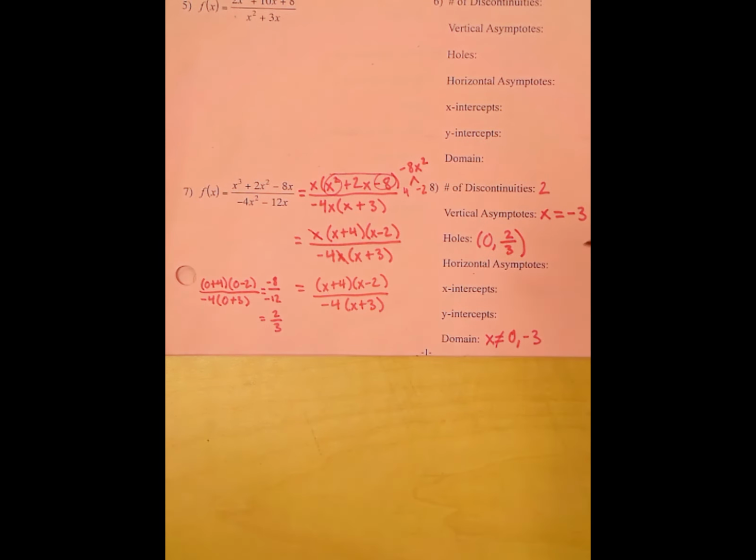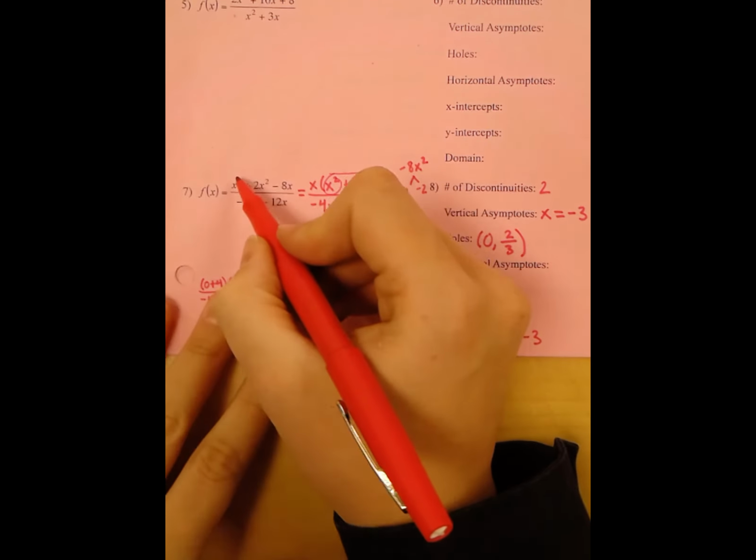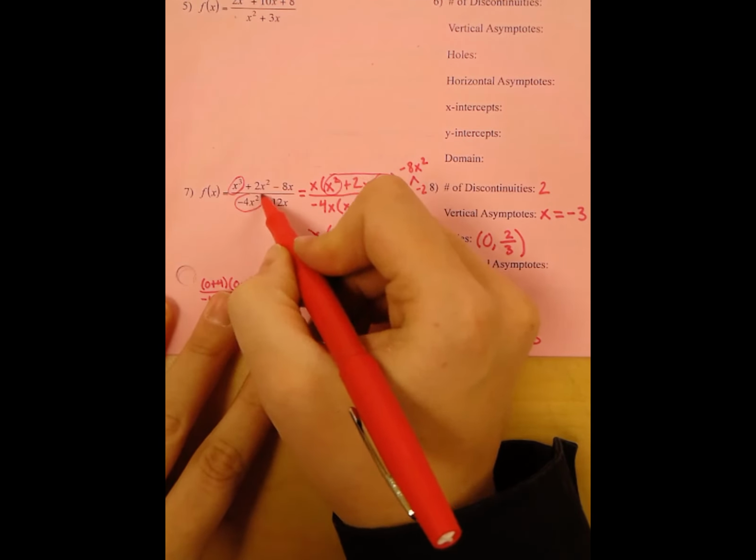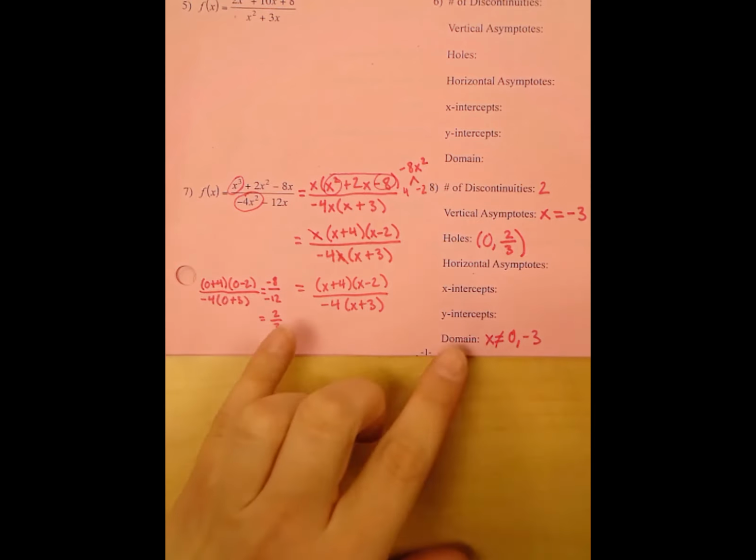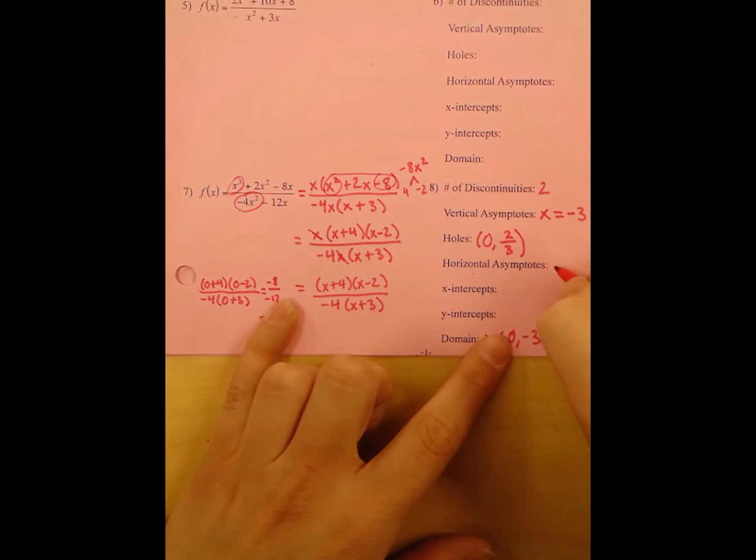Okay, horizontal asymptote. This is one I'm looking for if it's top heavy, bottom heavy, or equally weighted. This one is top heavy because, as you can see, the higher exponent is on the top. So if it's top heavy, then we don't have any horizontal asymptotes.